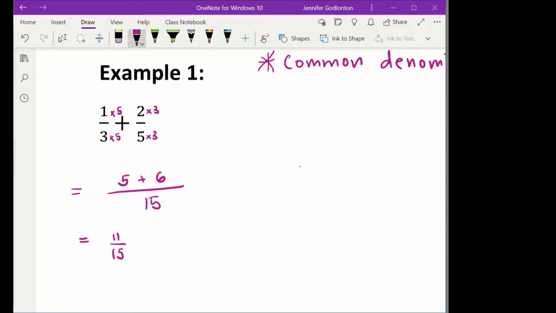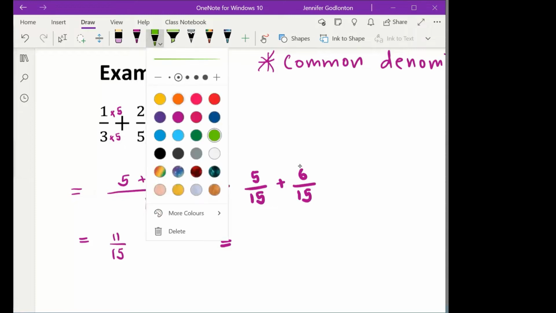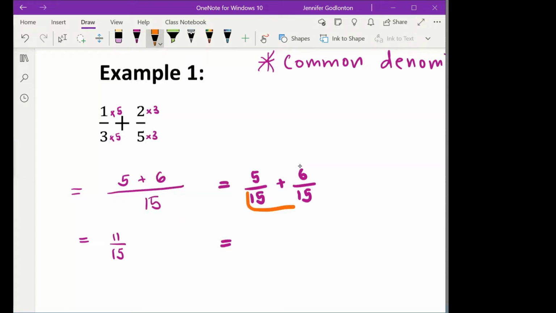Now, if you're not comfortable writing it as 1 fraction like that, you absolutely can still write it as 2. So you can write 1 over 15 plus 6 over 15. And then, I don't know if this green is going to go great with my color coordination here, let's change that. Because these are the same, I'm allowed to add my fractions. And so I land up with 11 over 15. Okay. So the most important thing here is getting a common denominator, and then we can add.